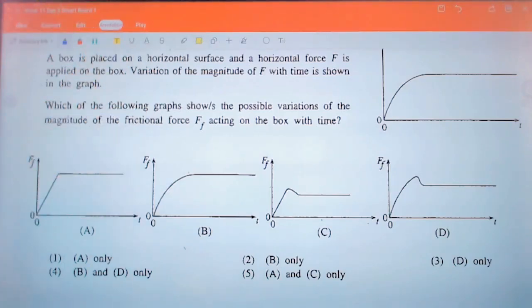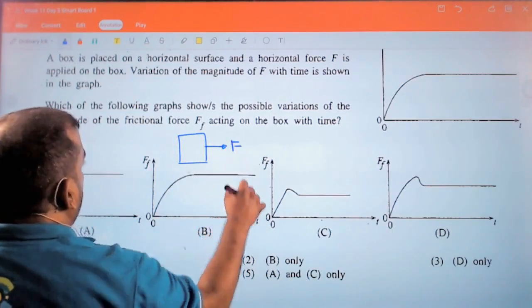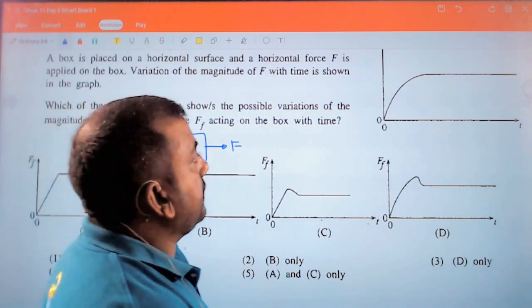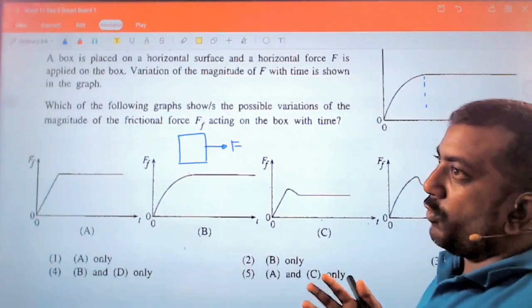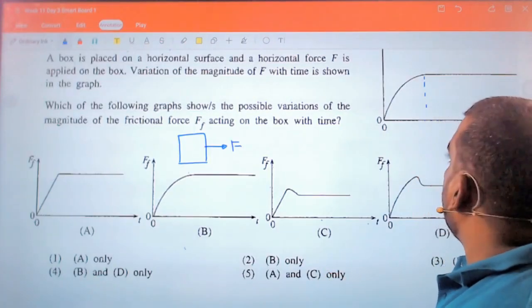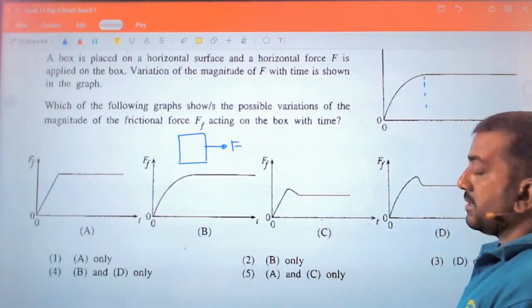Question number 11. A box is placed on a horizontal surface and a force F is applied. So there is a box. Horizontal force F is applied with time. Which of the following graphs shows the possible variation? So if I am increasing the force, sometimes the force might be less than limiting friction. If the force is less than limiting friction, this is a curve, so this should also be a curve. Applied force also will be less than limiting friction.